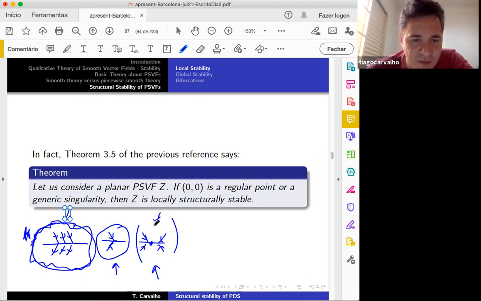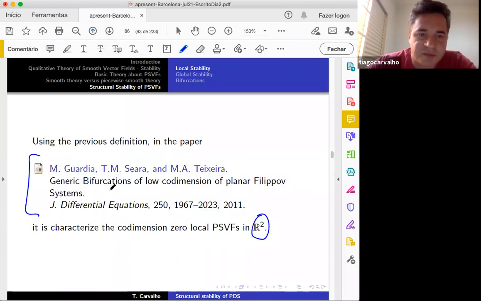This is kind of easy too, but here we will use an equilibrium of the sliding vector field, okay? So we have to use the Grobman-Hartman theorem. But this is done with details in this paper.